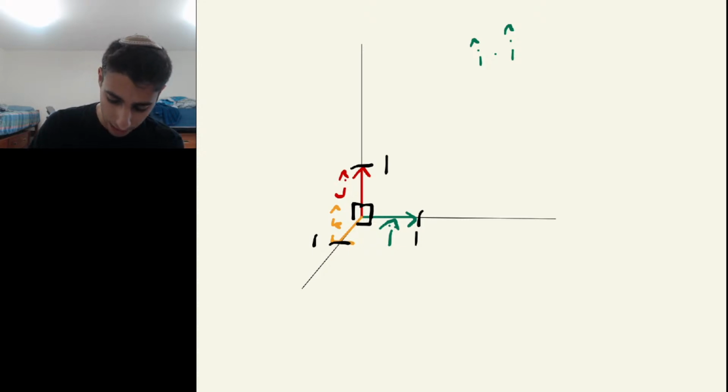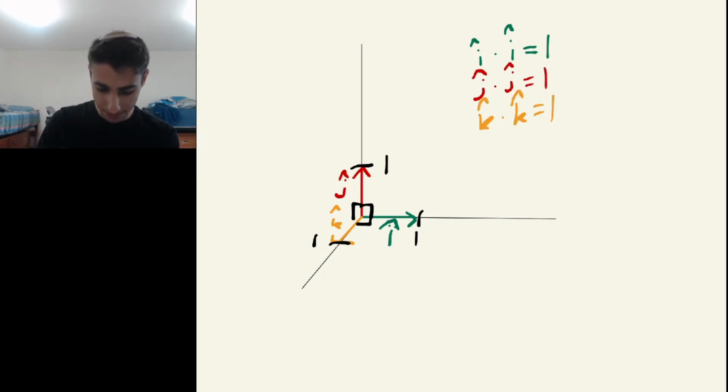So i dot i equals 1. Similarly, almost identically, j dot j equals 1. And I hope you can guess what this is going to be: k dot k equals 1. So they all equal 1.